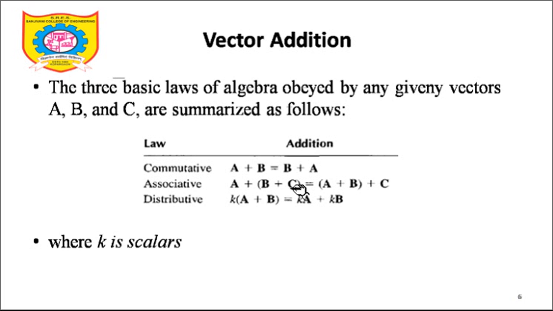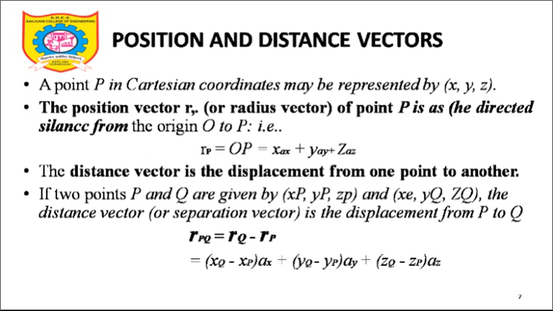Then distributive: k into (a plus b) equals ka plus kb. Here k is any scalar. If k is multiplied to both the vectors a bar and b bar in a bracket, it is applicable that ka bar plus kb bar. Everywhere you find these a and b, it is assumed that these are vectors we are talking about. Now the important concept is a position vector and distance vector.